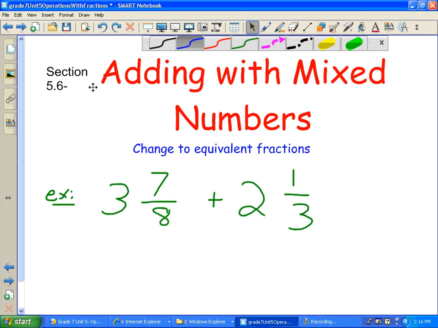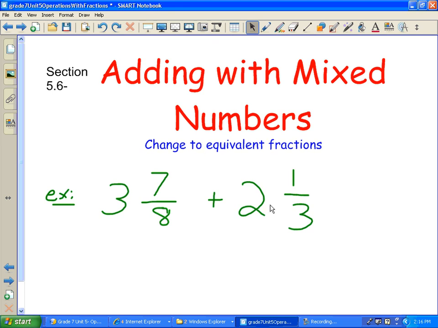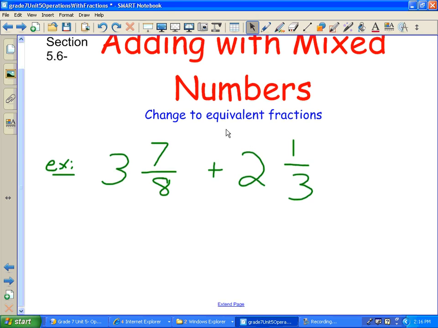Section 5.6, Adding with Mixed Numbers. The easiest way to add up mixed numbers, that is numbers that have a whole number in front of the fraction, is to change them to equivalent fractions, but first change it to an improper fraction.